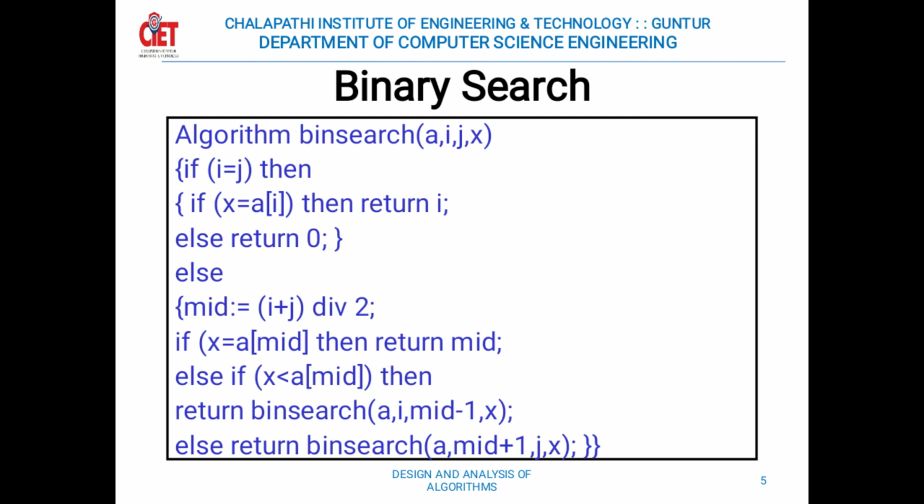If x is greater than a of mid, that means it is in the second half of the subproblem. So again we call binary search using lower index as mid plus 1 and higher index as j.